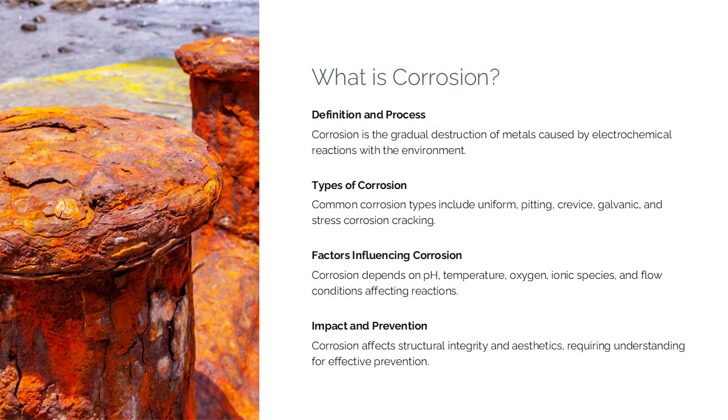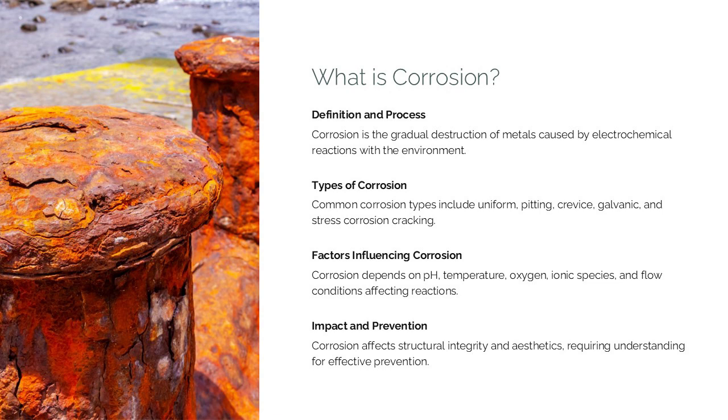Corrosion is the gradual destruction of materials, usually metals, by chemical reactions with their environment. It primarily occurs through electrochemical processes where anodic and cathodic reactions lead to metal dissolution and oxide formation. Common types include uniform corrosion, pitting, crevice corrosion, galvanic corrosion, and stress corrosion cracking. Each type depends on environmental conditions and material properties. Corrosion impacts structural integrity, functionality, and aesthetics, making it a critical concern in engineering. Understanding its mechanisms helps in predicting behavior and implementing preventive measures.